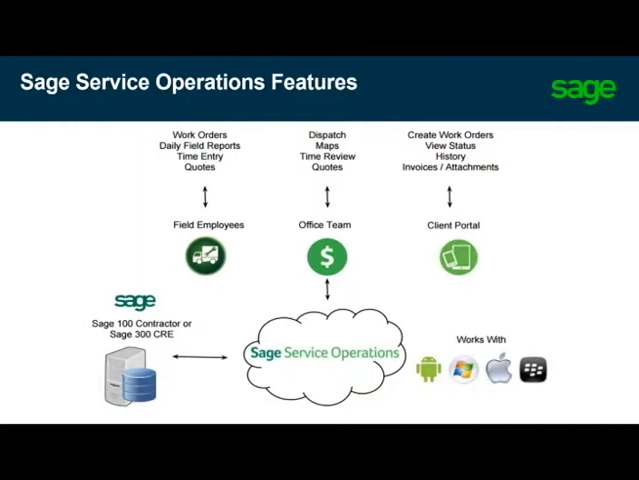Now, for the office staff, you now have the ability to dispatch your employees to the appropriate work, as well as reviewing time and quotes. So Sage Service Operations also has a client portal where the client, such as a McDonald's, has the ability to log into that portal and submit service tickets for your company and issue and assign them to different technicians out in the field. So a lot of different solutions, a full solution suite for the service industry.